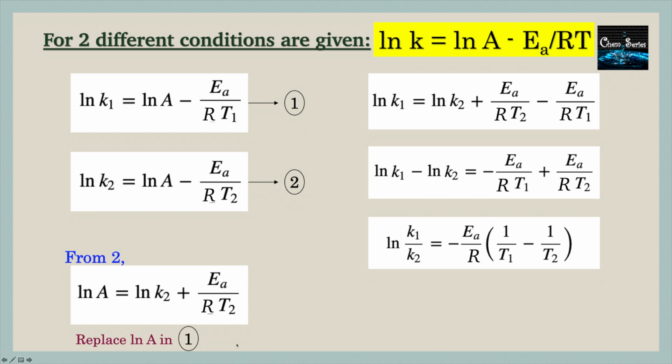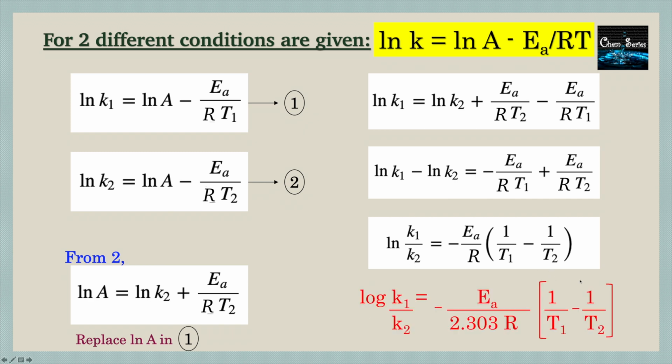Let's convert this ln form into log form. For that, we multiply by 2.303 and bring 2.303 over to this side in the denominator. So you get log K1 by K2 equals minus EA by 2.303 R into 1 by T1 minus 1 by T2. Okay. So this is your final equation, and this formula you can use in questions where two different conditions of temperature or rate constant are given.